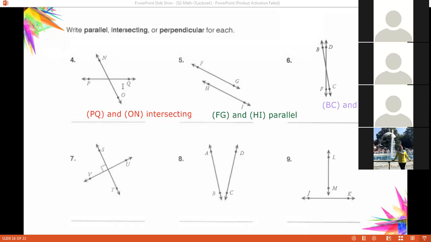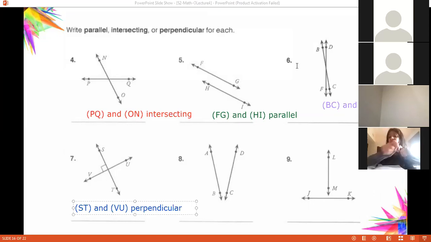Come on, Jude. Number seven. What are the names of the lines? ST. Yes. So it's ST and VU. Very good. And they are perpendicular. Excellent. They are perpendicular. Why? Because they have a square corner in between them, right? Yes.